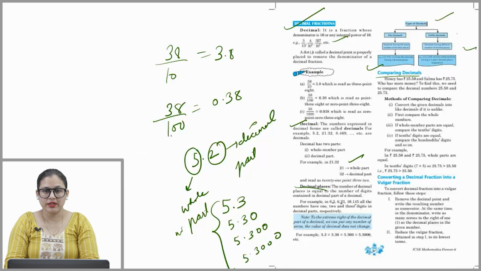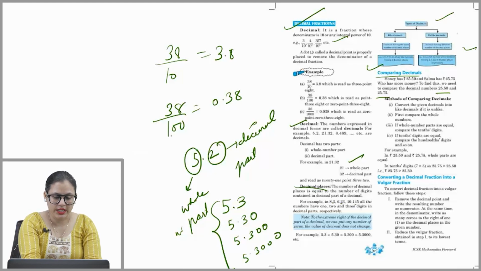So, methods of comparing decimals. Number 1, convert the given decimals into like decimals if they are unlike. But as we can see, these two are like decimals, so there is no need to convert them because they are already like decimals. Number 2, first compare the whole number.